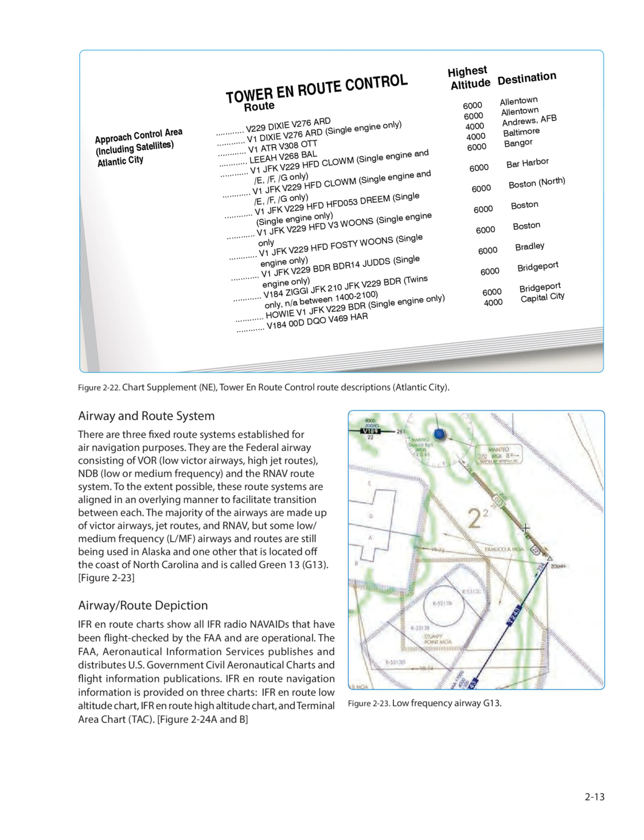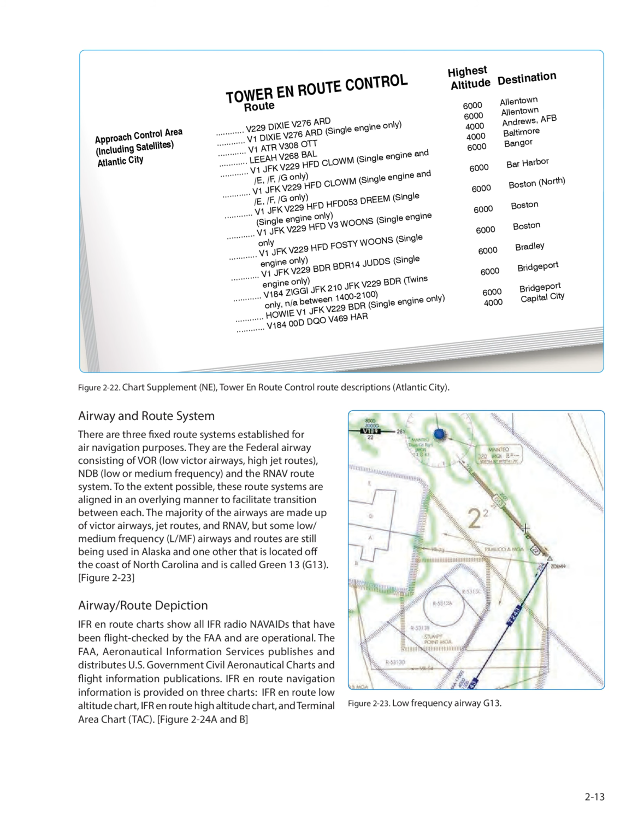Figure 223, Airway/route depiction. IFR on route charts show all IFR radio NAVAIDs that have been flight checked by the FAA and are operational. The FAA Aeronautical Information Services publishes and distributes U.S. government civil aeronautical charts and flight information publications.